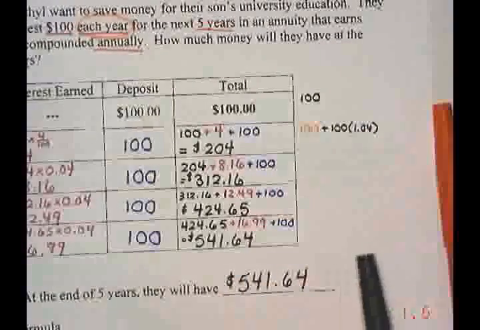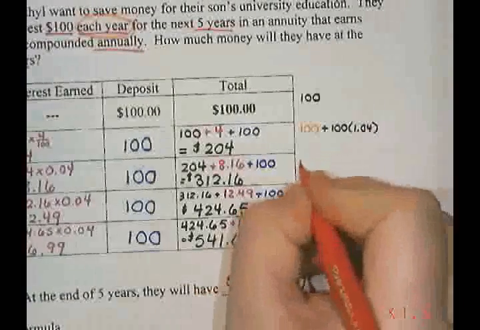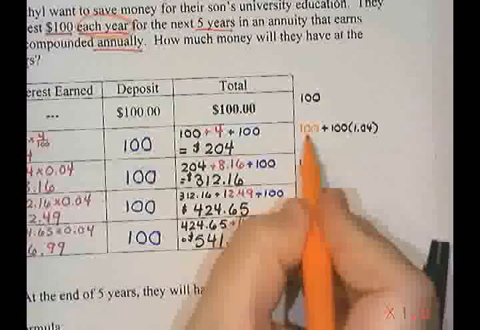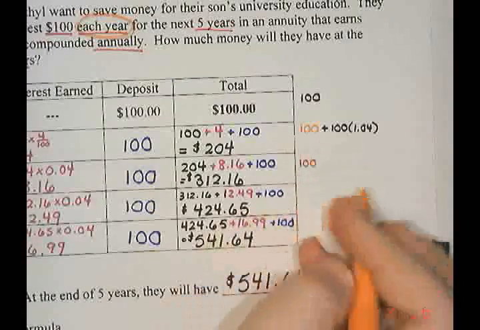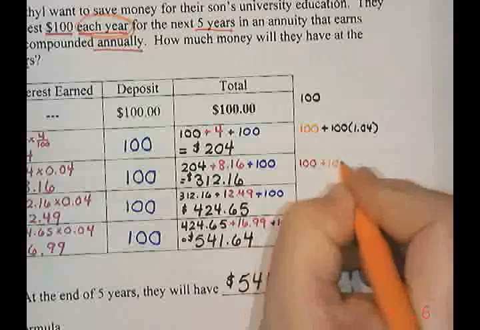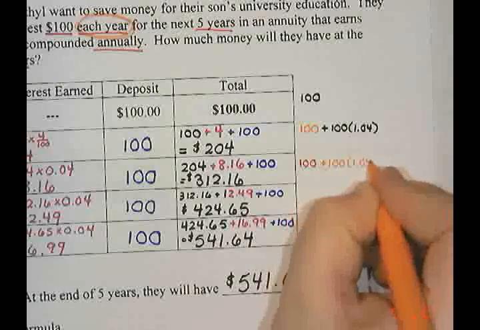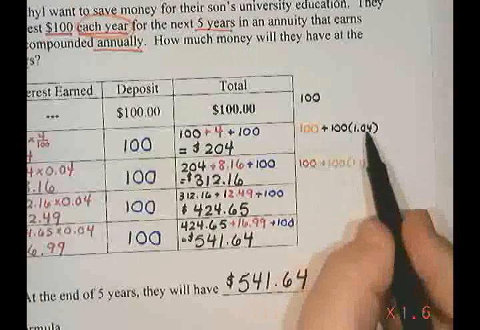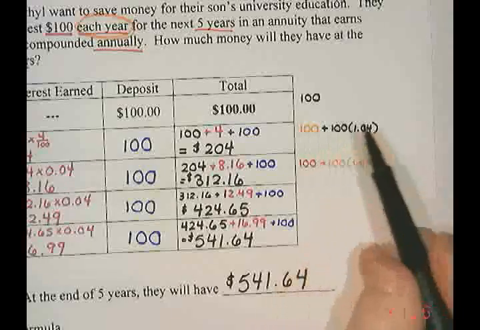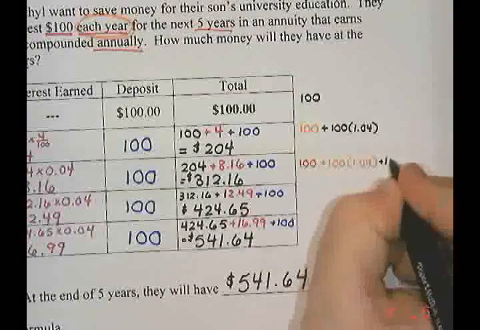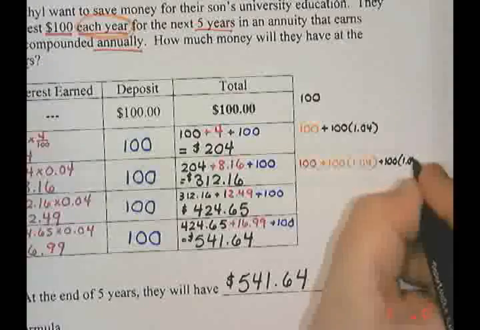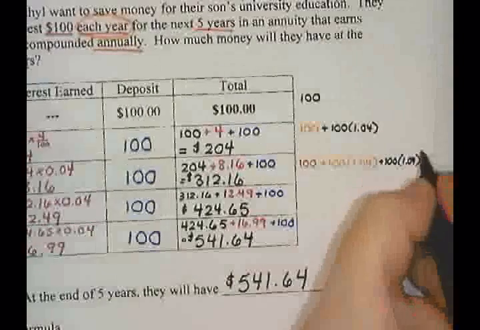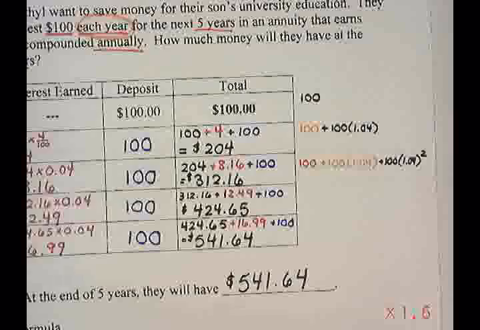In year 3, they put in $100. That $100 that had been sitting there that we put in last year now earns its own interest. So it earns 4% interest. So I multiply by 1.04. And this $100 that already earned interest once earns interest again. So we do 100 times 1.04 times 1.04 again. And since I'm doing it twice, I'm actually just going to say that's the same as 1.04 squared.